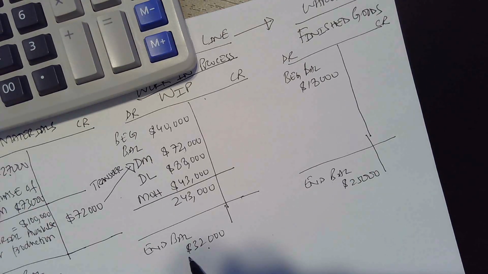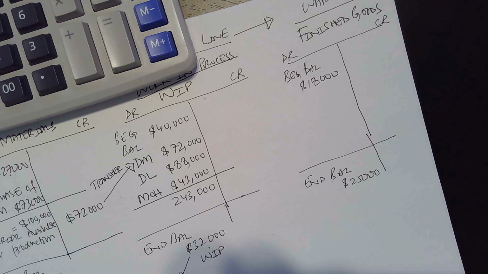So this ending balance of work in process means some incomplete Ford F-150 trucks that need to be completed, but will be completed next period. Next period could mean next month, next quarter, or next year.